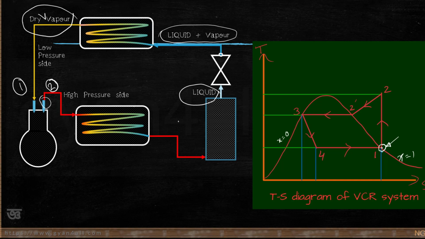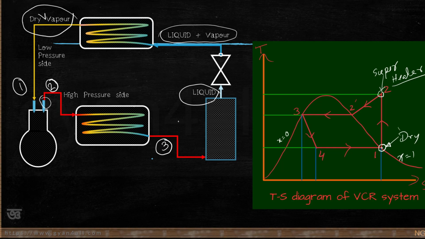Temperature increases, and at state 2 it was dry at state 1 and it is superheated at state 2. So after compression, what is the condition of the vapor? Superheated vapor. Now it will enter into the condenser at point 2 and it will go to state 3. Because of the heat rejection, this is exactly the condenser.